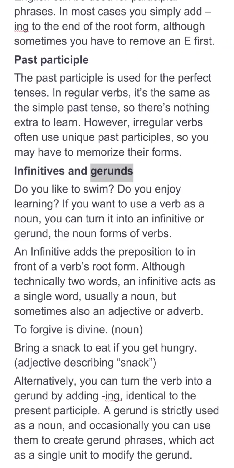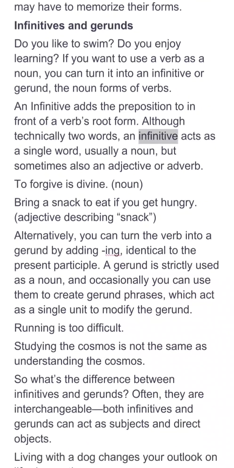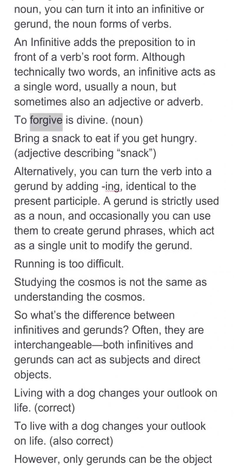Infinitives and gerunds. Do you like to swim? Do you enjoy learning? If you want to use a verb as a noun, you can turn it into an infinitive or gerund, the noun forms of verbs. An infinitive adds a preposition to in front of a verb's root form. Although technically two words, an infinitive acts as a single word, usually a noun, but sometimes also an adjective or adverb. To forgive is divine. Noun. Bring a snack to eat if you get hungry. Adjective describing snack.